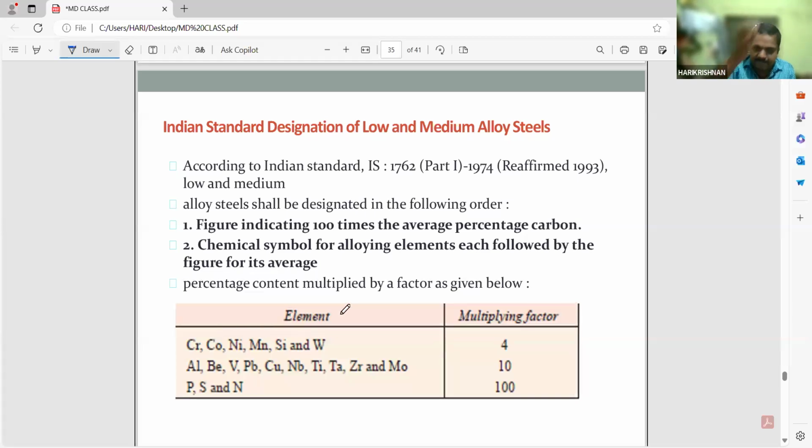Okay, these are the elements we will be using. If Al, Be, V, Pb, copper, Nb, Ti, Ta, Zr, molybdenum Mo are used, zirconium, titanium, copper, lead, aluminum, like that, then you have to multiply it by 10. Okay, that is what we will use. If phosphorus, sulfur, and nitrogen are used, you have to multiply it by 100. Okay, this is how the ratio is coming.